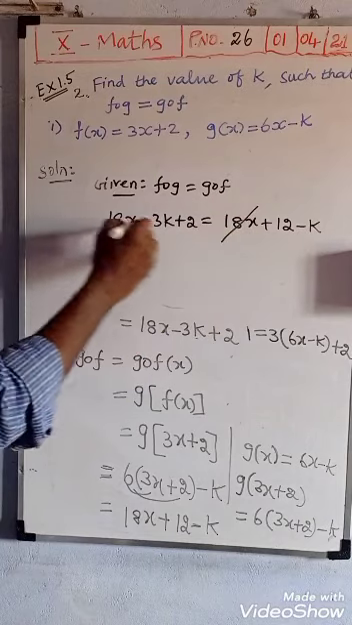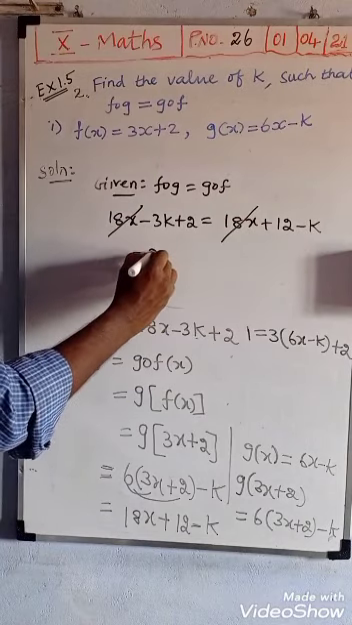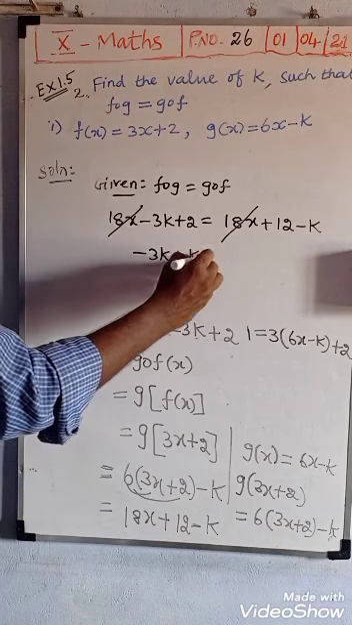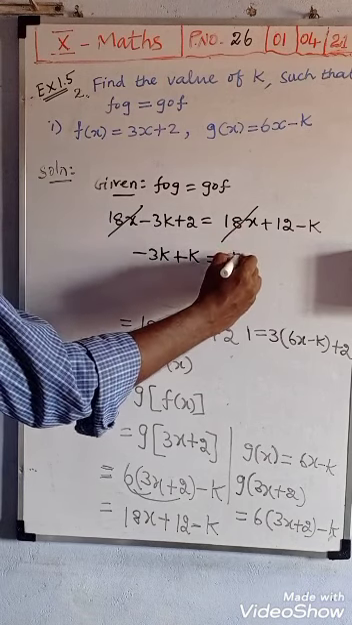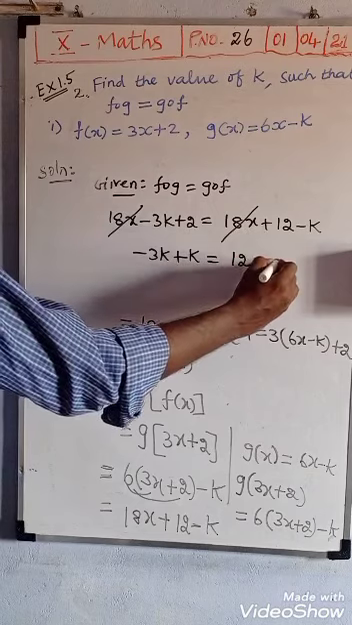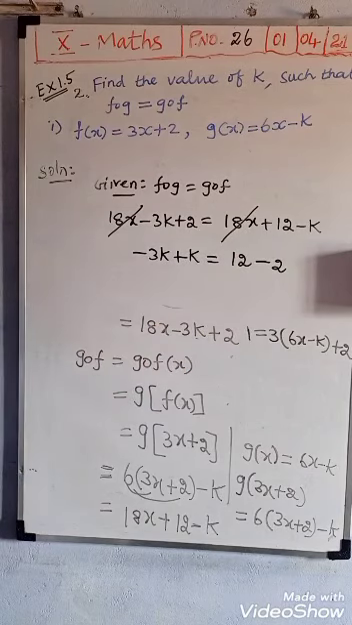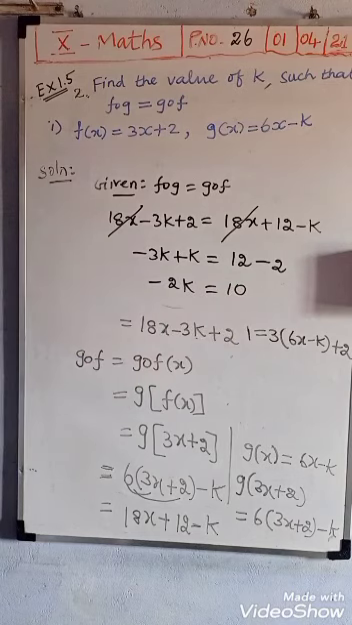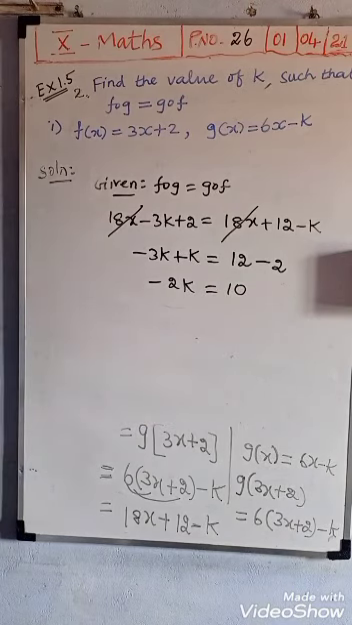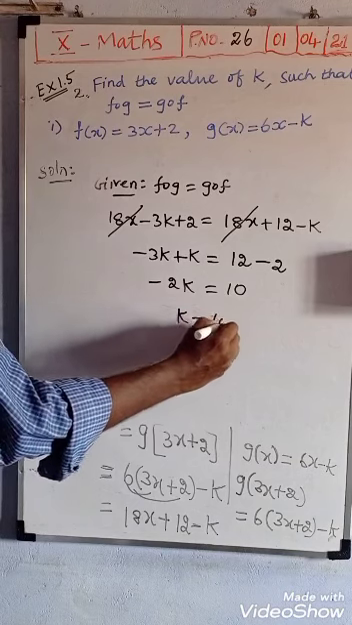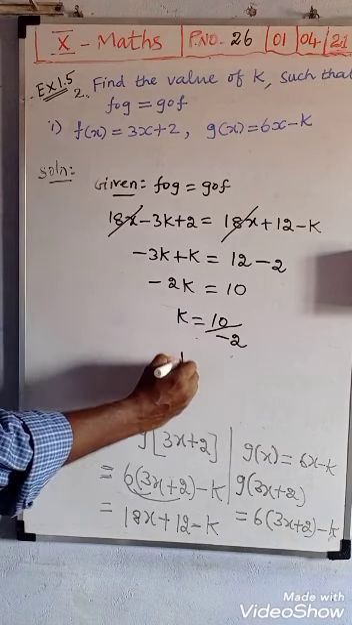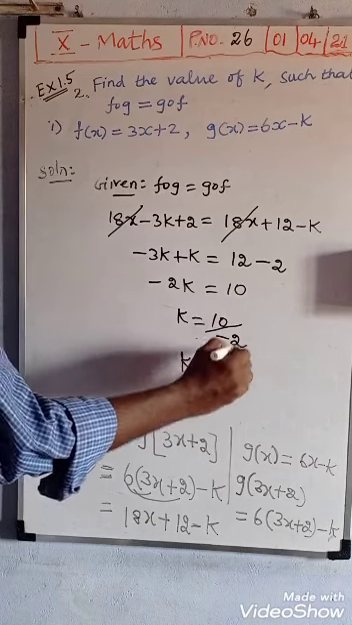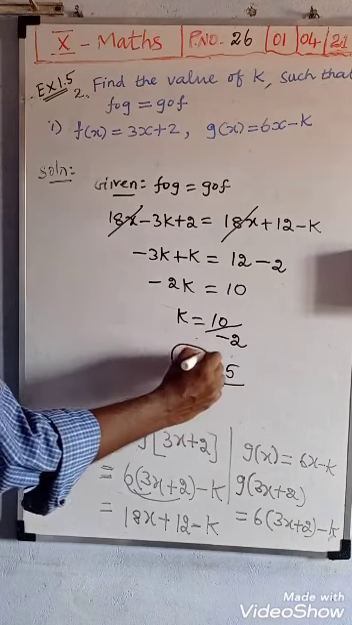Now on both sides 18x will get cancelled. So minus 3k, minus k, on this side comes plus k. This side already has plus 12. Then plus 2 on that side goes as minus 2. Now cancel minus 3k plus k. So minus 3k plus k leaves minus 2k, which is equal to 12 minus 2, that is 10. Now simplify this. k is equal to 10 divided by minus 2. 10 by 2 we will get minus 5.